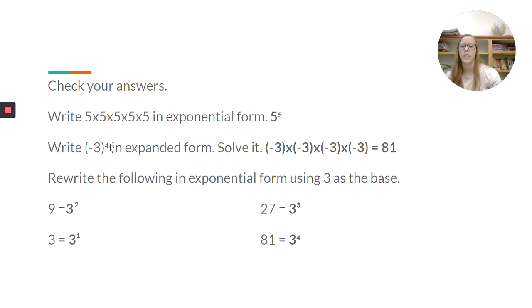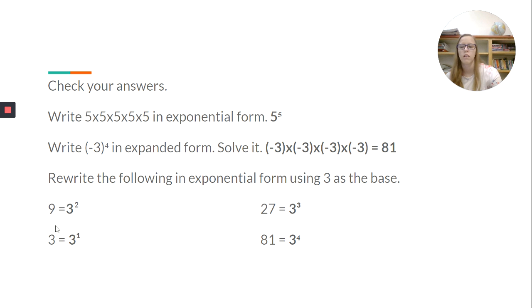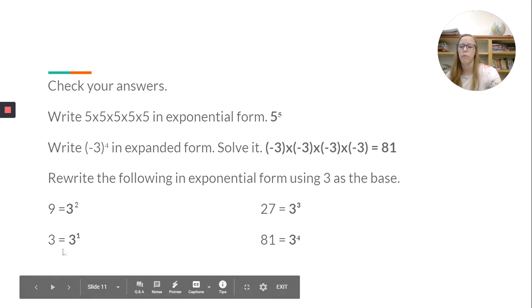Next, we have -3 to the 4th in expanded form, and then solve it. So we write out -3 4 times, and you get 81. -3 times -3 is 9, times -3 is -27, times -3 is 81, okay? Down here it says rewrite the following in exponential form using 3 as the base. So here we have 9 is 3 to the second, so you multiply 3 twice to get to 9. We have 3 is 3 to the first power because you only multiply it once.